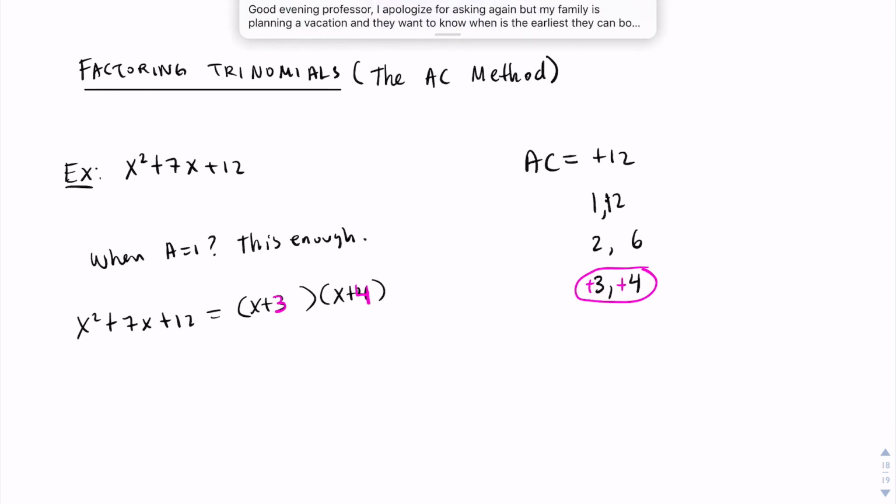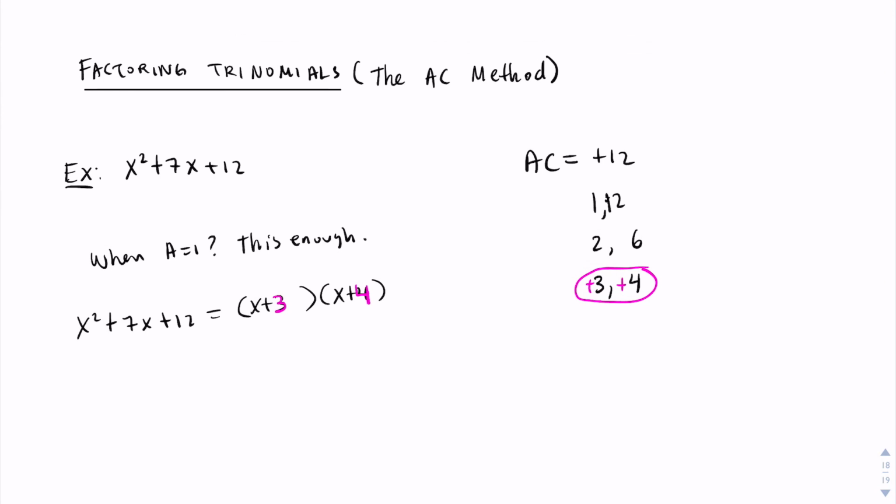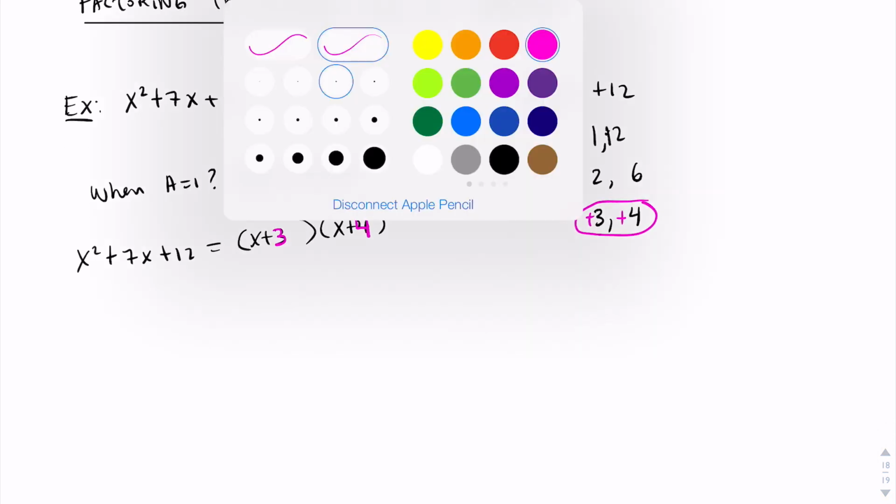When it's not equal to 1, that's when we have to use a slightly different approach, and that will be by grouping. Let's do an example for something like that, when we have a leading coefficient other than 1. So let's take a look at this example here.